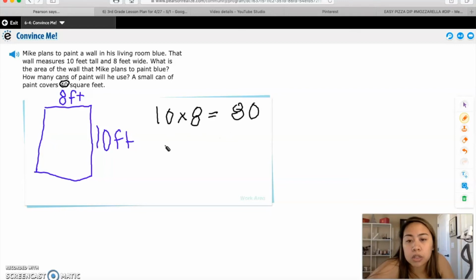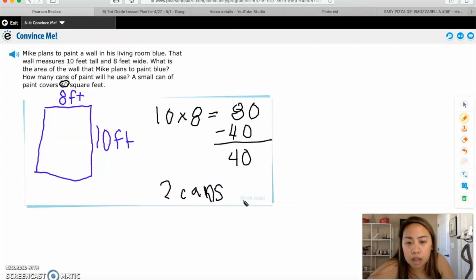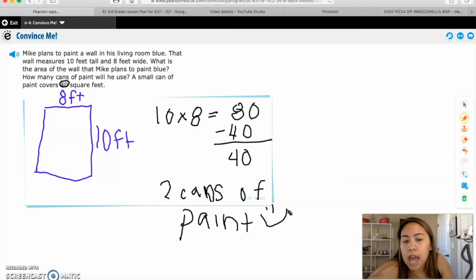So he'll need more than 1, actually. So let's do 80 minus 40, that'll give us 40 again. So he'll need about 2. 40 plus 40 will give us 80. So he'll need 2 cans of paint. Yeah, he'll need 2 cans of paint. There you go. That is your convince me.